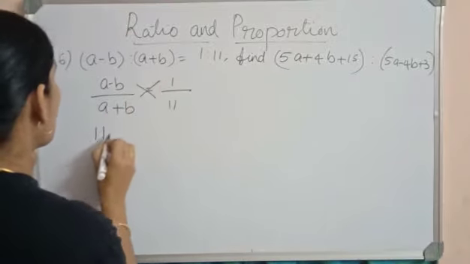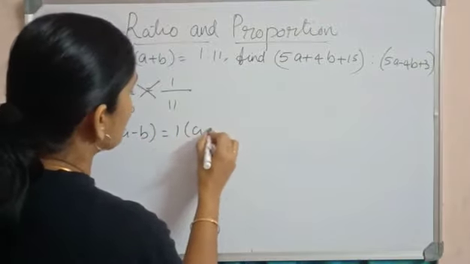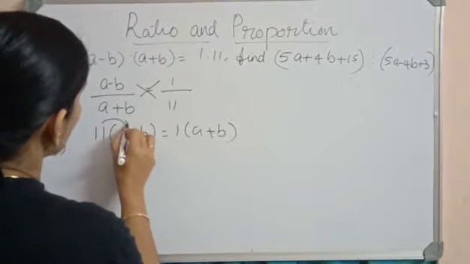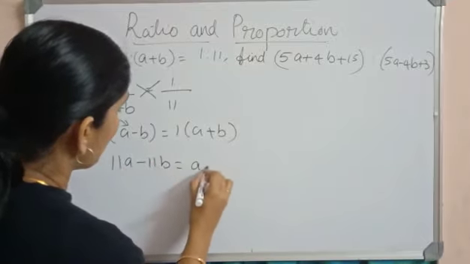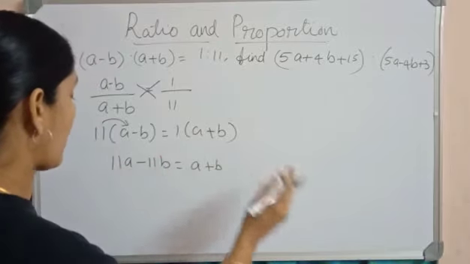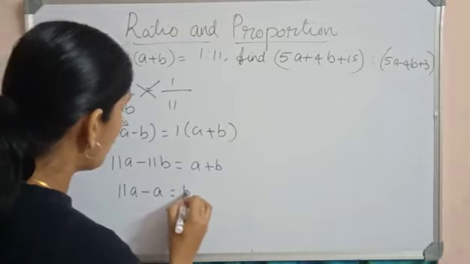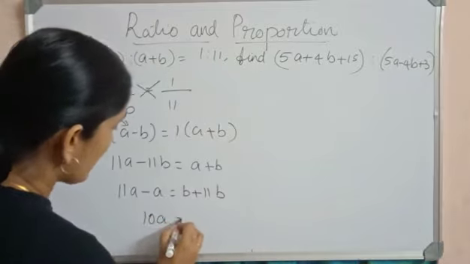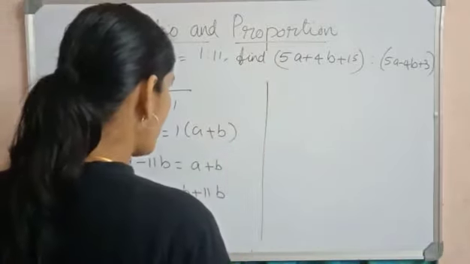We get 11 into a minus b is equal to 1 into a plus b. When you're multiplying 11 inside the bracket, you get 11a minus 11b is equal to a plus b. Now let's rearrange all the a terms to one side and the b terms to the other side. We get 11a minus a is equal to b plus 11b, and this is 10a is equal to 12b. Now let's write this in the fraction form.